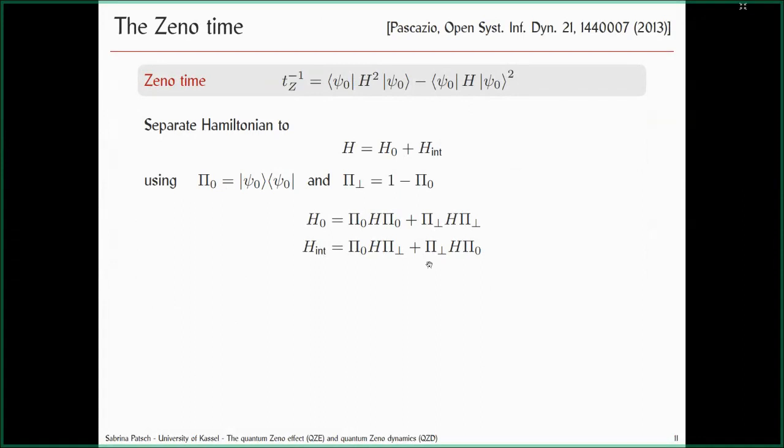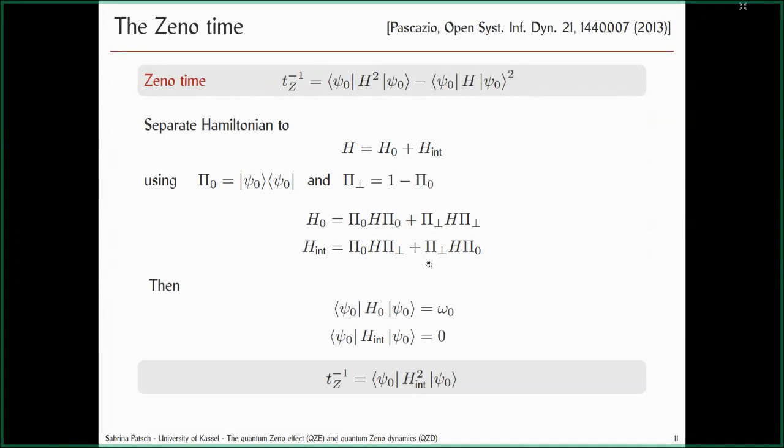But the advantage of rewriting it like that is that we now have the properties that H0 is diagonal in psi0, and the interaction Hamiltonian's matrix elements are 0. So that means that many elements are actually vanishing, and everything that's left in the end is that expression. So the Zeno time is now simply given as the matrix elements of, or the overlap of the interaction Hamiltonian with the initial state. So this is now simply the expectation value of the squared interaction Hamiltonian operator.